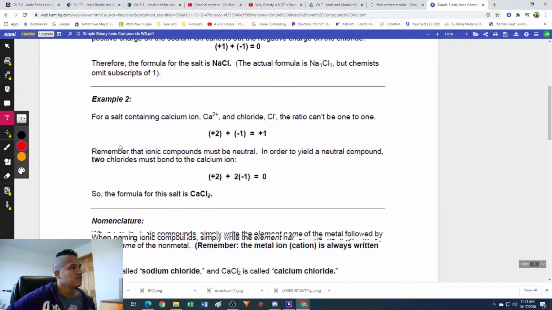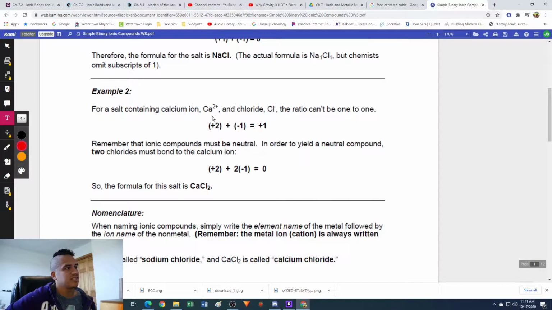Here's another example. For a salt containing a calcium ion, Ca2+, and chloride, Cl-1, the ratio can't be 1 to 1 because calcium is positive 2 and chloride is negative 1. If we put those together, we'll get an overall result of positive 1. We need those to be equal to 0.